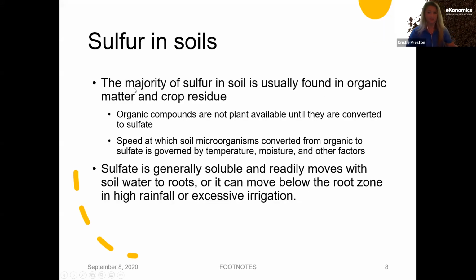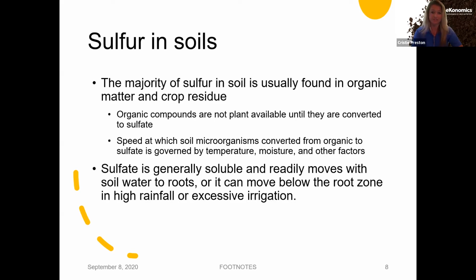So sulfur in soils, the majority of the sulfur is present as organic matter or crop residue. And these organic compounds are not plant available. They have to be converted to sulfate through mineralization for the sulfate to be plant available. Now, the speed at which organic matter is converted is very dependent on organism communities, temperature, moisture, and any other factor that would affect microbial activity.